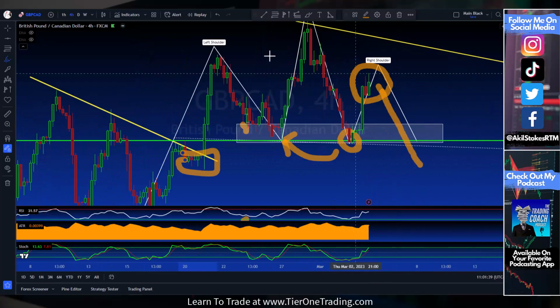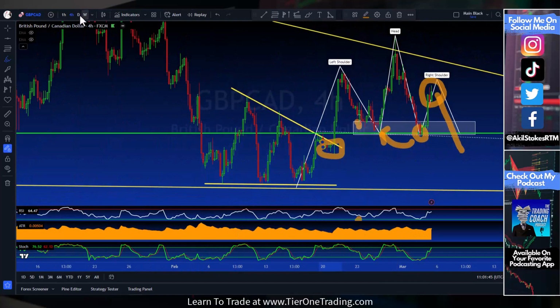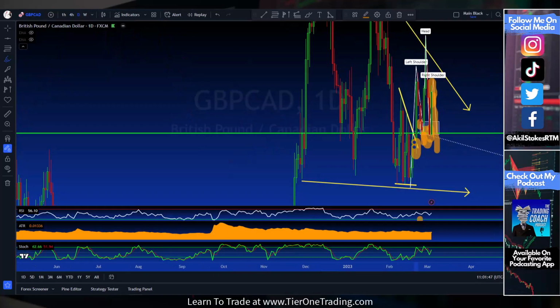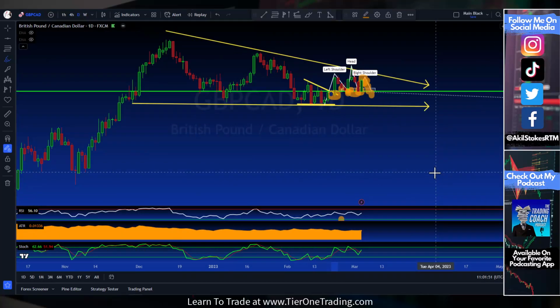Now, to revisit another idea that we had weeks ago, if we go out to the daily, you'll remember that this smaller descending triangle was actually inside a bigger one on the higher time frame. So if you're a daily trader, anticipating this daily breakout, perhaps this head and shoulders pattern, the aggressive right shoulder, can be an aggressive way to get involved in this bigger descending triangle move, anticipating that breakout to the downside. Pretty cool how things work together.